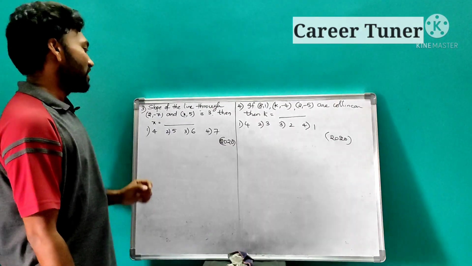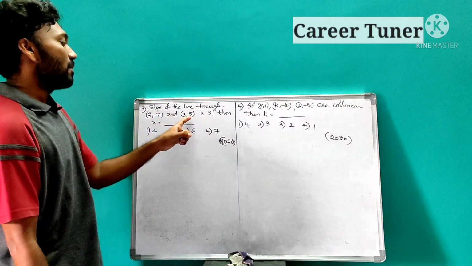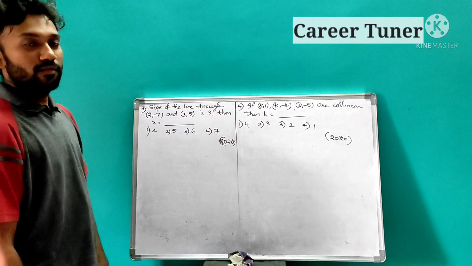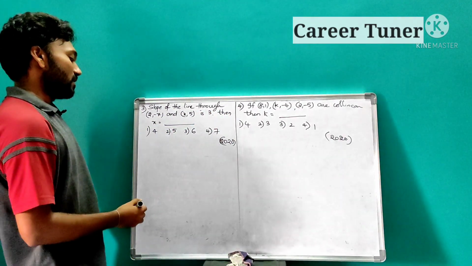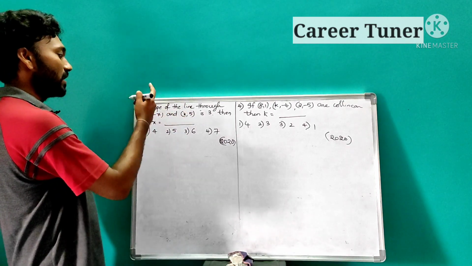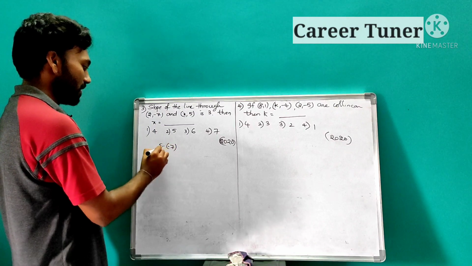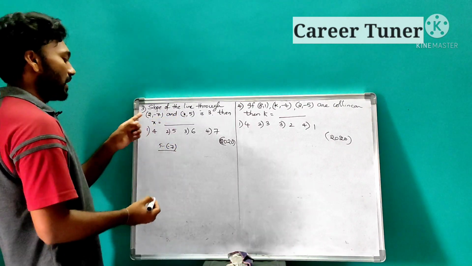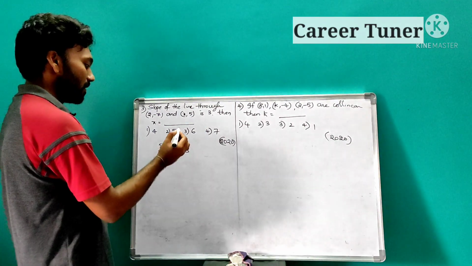So coming to our next question. Slope of the line through (2, -7) and (x, 5) is 3. Then x is equal to what? So already the slope has been mentioned. Slope is equal to how much? 3. Slope m is equal to, what is the formula? y2 minus y1 divided by x2 minus x1. So 5 minus of minus 7 divided by x minus 2, which is equal to the slope, nothing but 3.